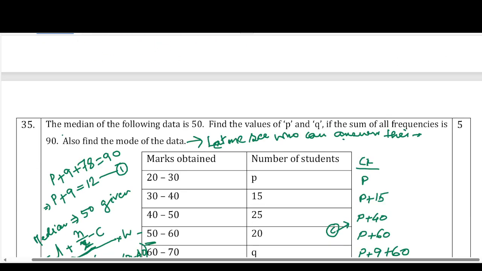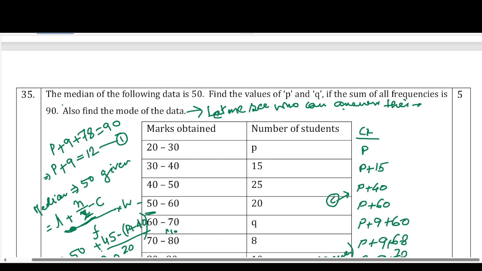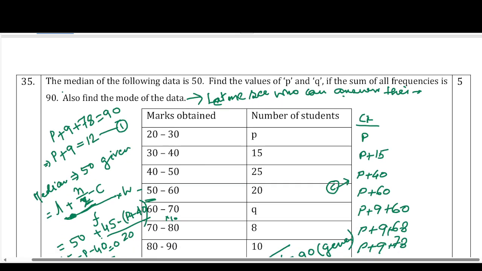Next, the median of the following data is given as 50. Find the values of P and Q if the sum of all frequencies is 90. Also find the mode of the data. So you have to find out the unknown values P and Q. This is the frequency, so what will the data table be?